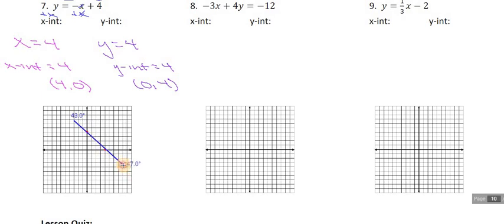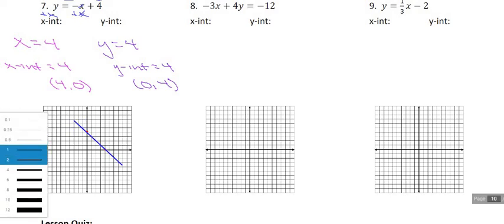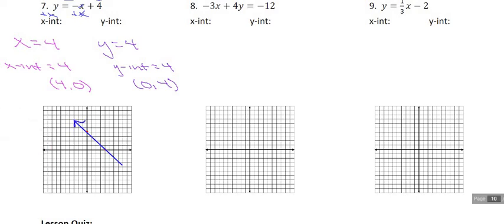Okay, make sure you have your line going through your ordered pairs as best you can. And it does continue on in both directions. Ooh, that's a really big one. Okay, any point on this line will make this equation true. We'll do number 9 together, and I'm going to save number 8 for you.